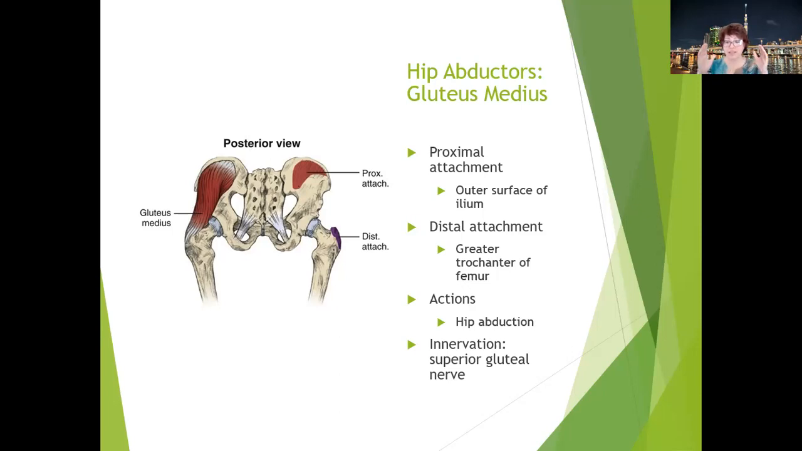So it's lateral to the anterior-posterior axis, and it's a triangular muscle with a broad origin and a small insertion. Because it has some fibers that run a little bit obliquely, it can also do a little bit of internal or external hip rotation, but its primary action is hip abduction.